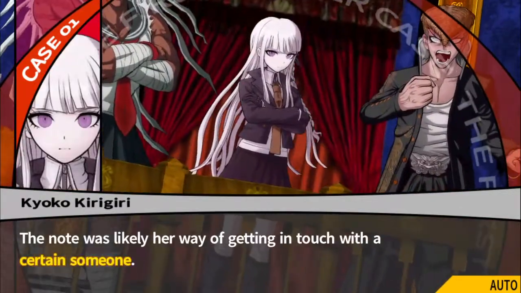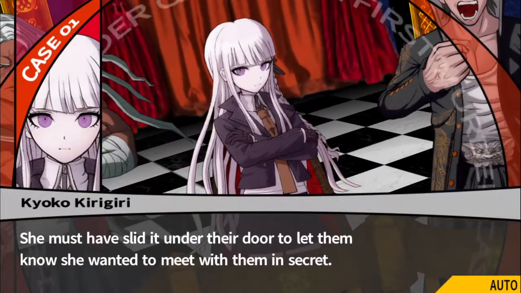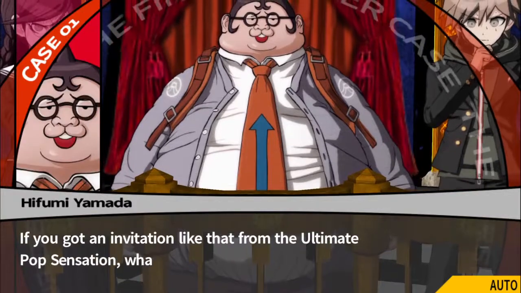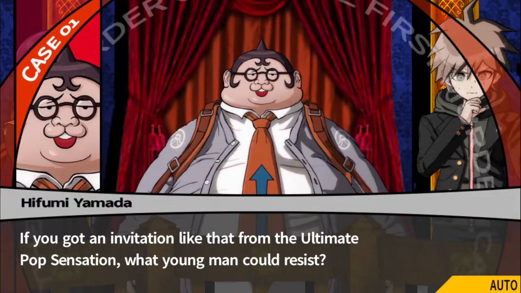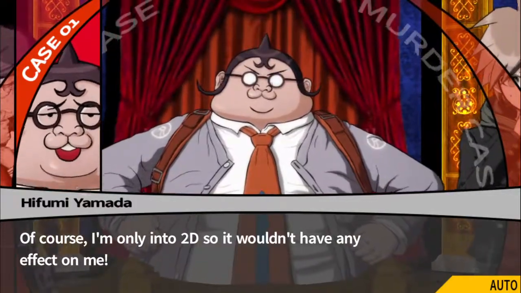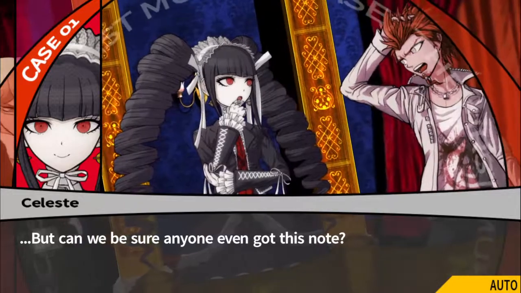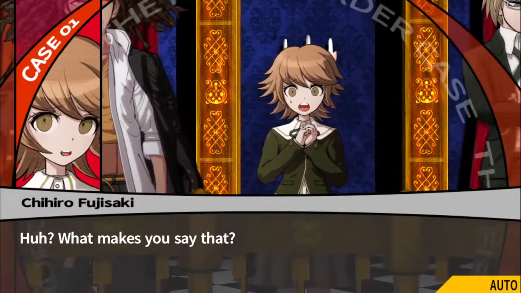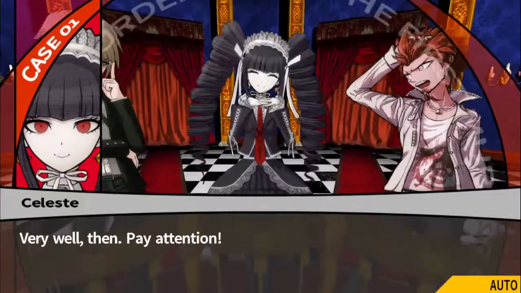The note was likely her way of getting in touch with a certain someone. She must have slid it under their door to let them know she wanted to meet with them in secret. If you got an invitation like that from the ultimate pop sensation, what young man could resist? Of course, I'm only into 2D, so it wouldn't have any effect on me! But can we be sure anyone even got this note? And honestly, even if they did, I do not think they are at all involved in what happened. Huh? What makes you say that? Would you like to hear what I have to say? Very well then, pay attention.